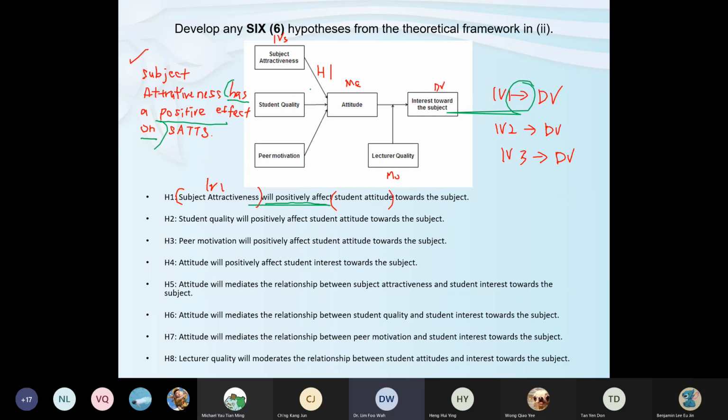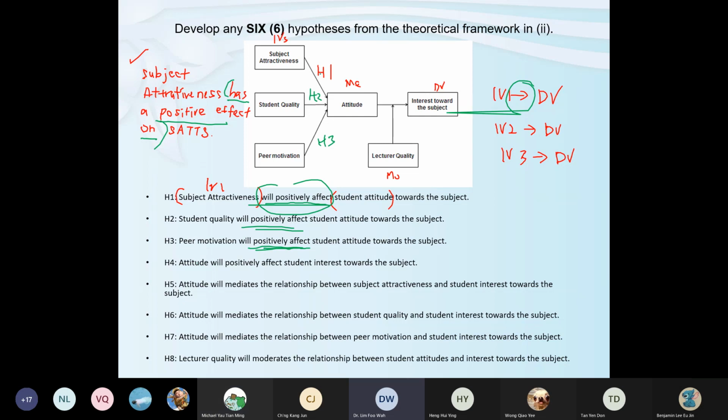You see H2: student quality, IV2, will positively affect student attitude toward the subject, the mediating variable. H3: peer motivation will positively affect student attitude toward the subject here. You see everything is the same. You just need to remember what has a positive effect on what. But look at the question whether it is positive or negative. Usually it's a positive effect.